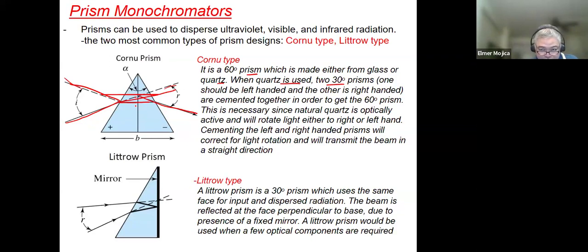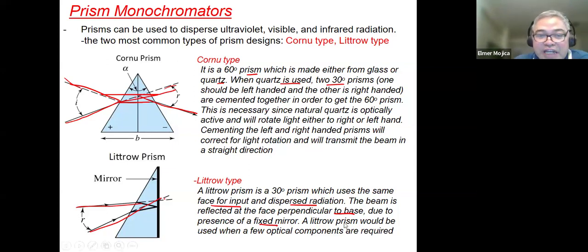Now the Littrow prism, so you have what? Instead of two 30-degree prisms, you only have one. It uses the same face for input and dispersed radiation. So if you put the light there, most likely it can undergo reflection. The beam is reflected at a face perpendicular to the base due to the presence of a fixed mirror. And a Littrow prism would be used when few optical components are needed.